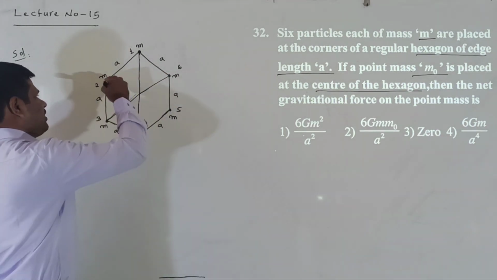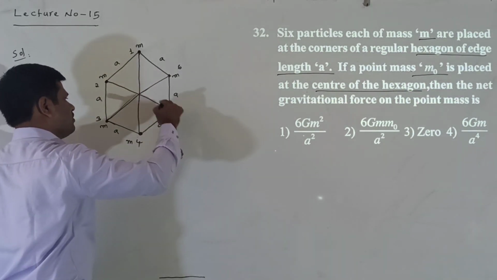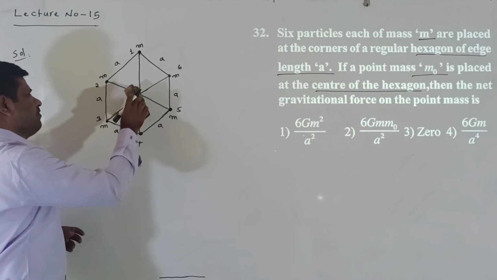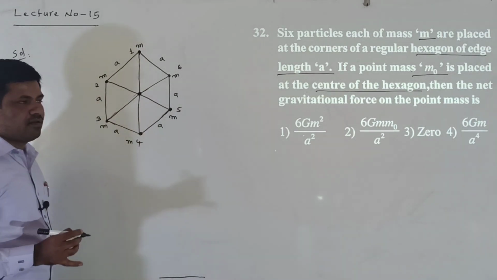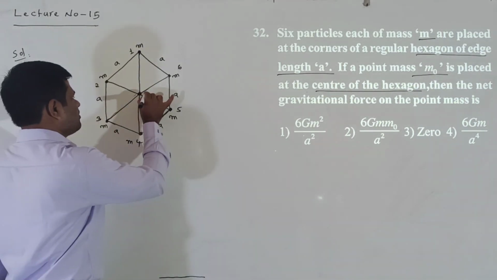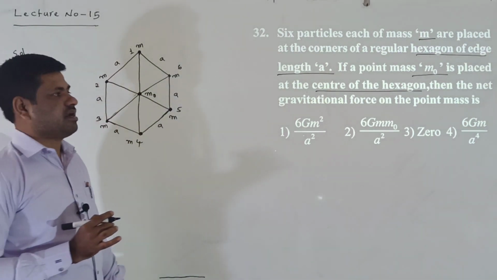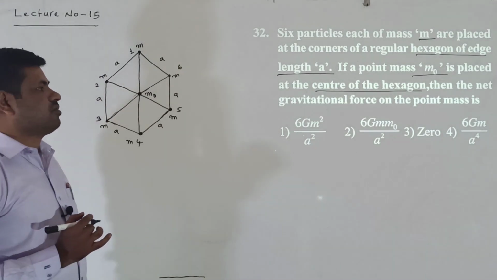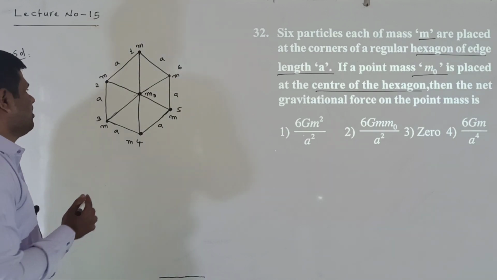This diagonal is also joining. This is the center. When we take the correct shape, you can get the correct middle point, right? This is M naught. M naught is placed at the center of the hexagon. Now the net gravitational force on the point mass is, see here, this is a regular hexagon.